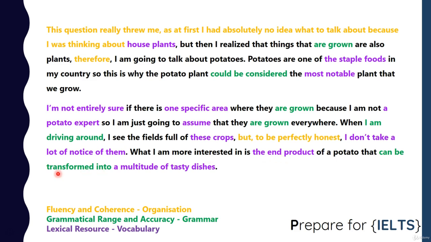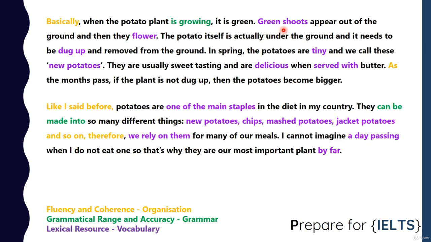And it can be transformed into, this means it can be changed into, it can be made into a multitude of many tasty dishes. So we've got lots of complex language in here, despite it being a very tricky topic to talk about. So when a plant is planted, and it's planted under the ground, either a seed or a bulb, then often green shoots appear, and these are the first signs of a plant growing, and we call these the green shoots.